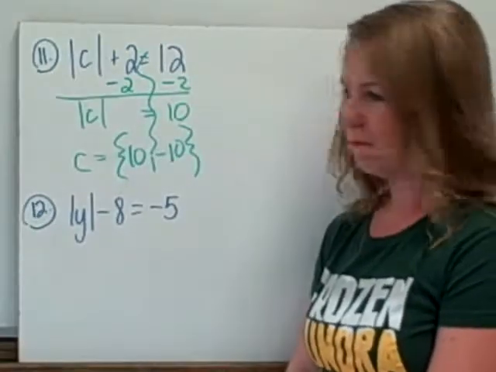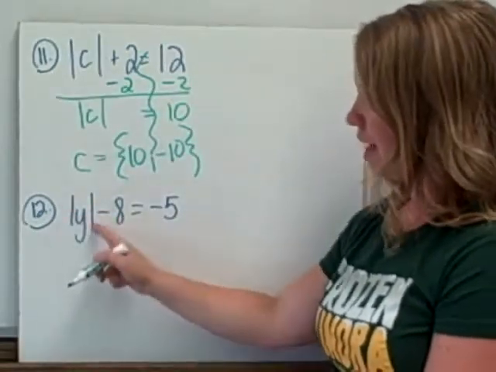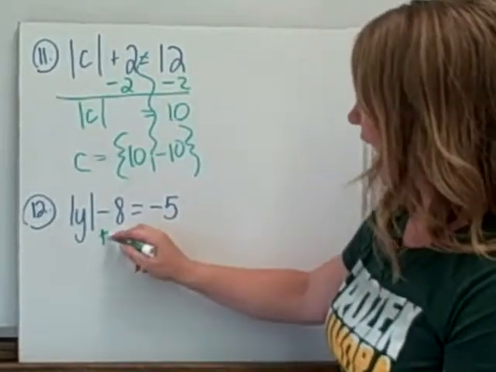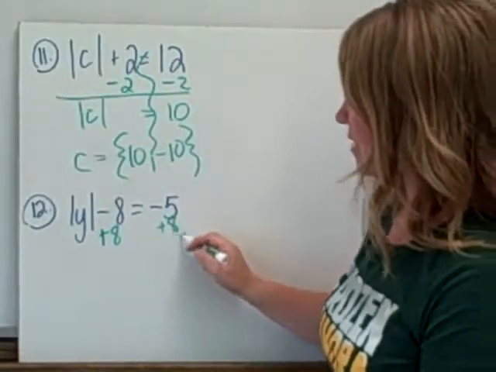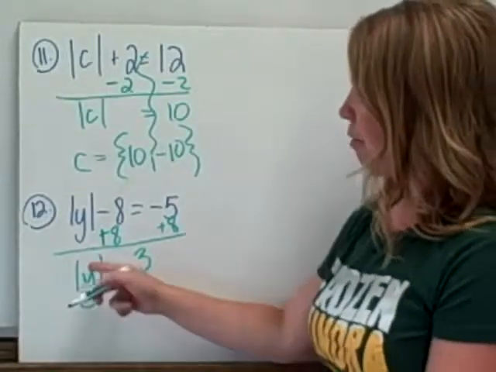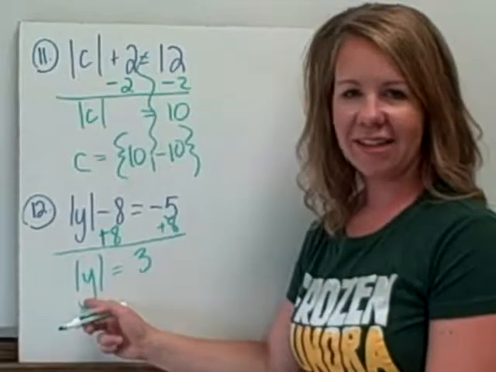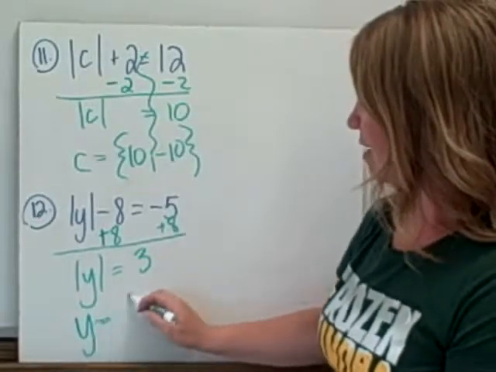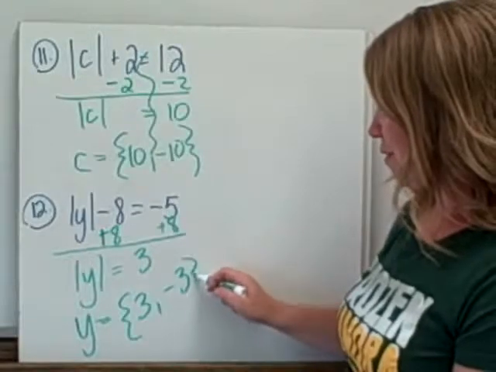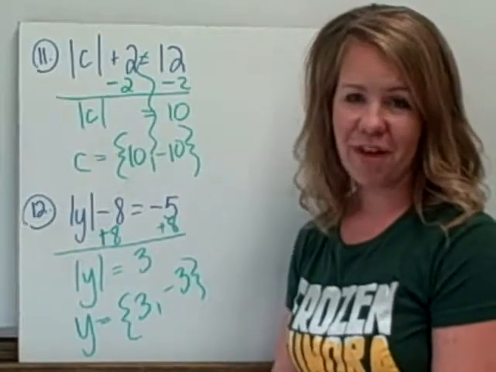Looks something like that. Number 12, again, my absolute value bars are not isolated. So I first need to add 8 to both sides of my equation. And now that my absolute value bars are isolated, my y is equal to the positive version of the other side and also the negative version of the other side.